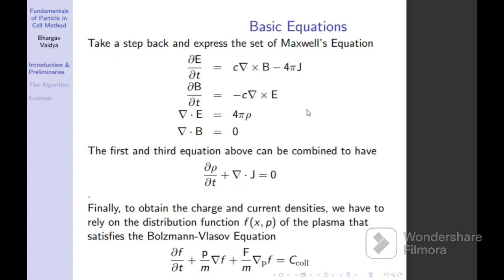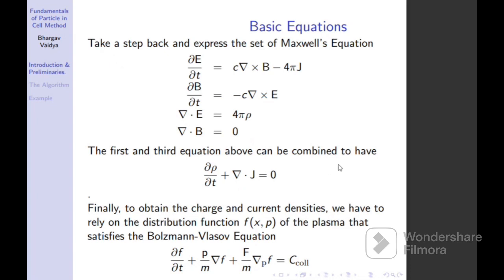Okay, so the idea is that in particle-in-cell, you essentially solve Maxwell's equations. Forget the fluid equations. You directly solve Maxwell's equations, where you have an electric field, a magnetic field, a current density J and a charge density rho. And of course, the average of V is zero.